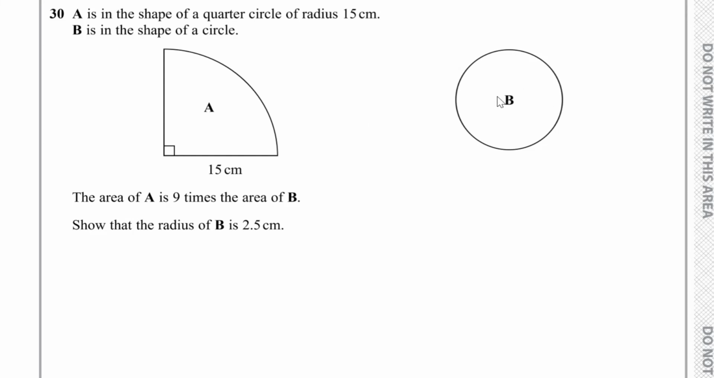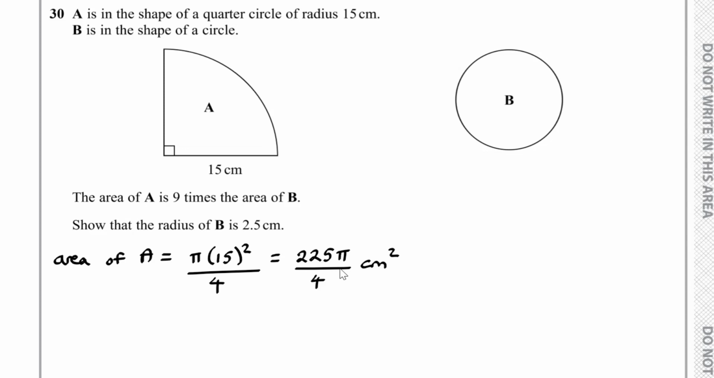What we can do is, if we work out the area of A and the area of B, and if we assume that the radius is 2.5 centimeters, if we multiply this by 9 and if we get the area of A, we've shown that the radius of B is 2.5 centimeters. So first of all, the area of A, that's equal to, well, we've got a quarter circle. The area of a full circle is pi times by the radius squared. So we have pi times by 15 squared, and then we divide by 4 because we've got a quarter circle. So here we get 225 pi over 4 centimeters squared.